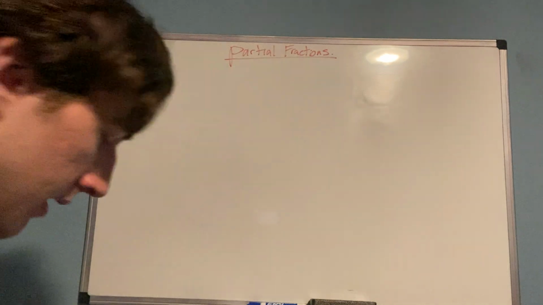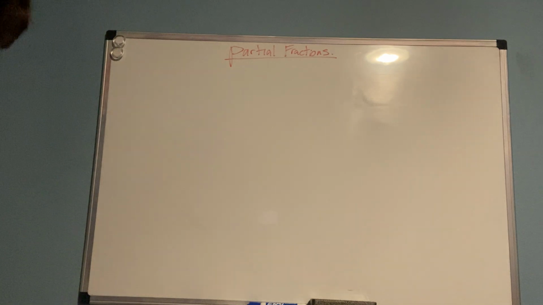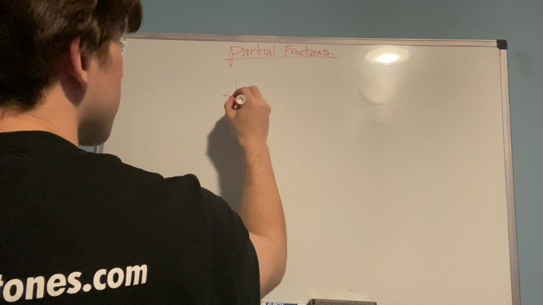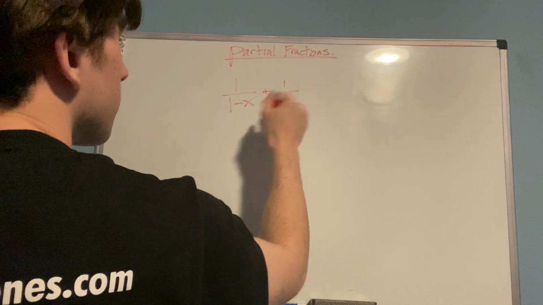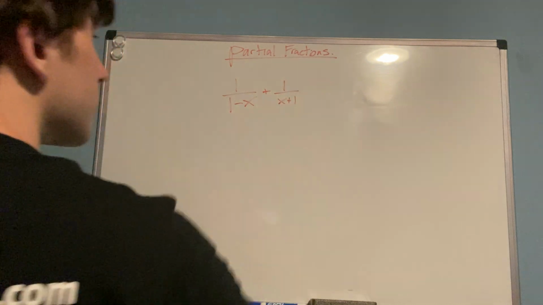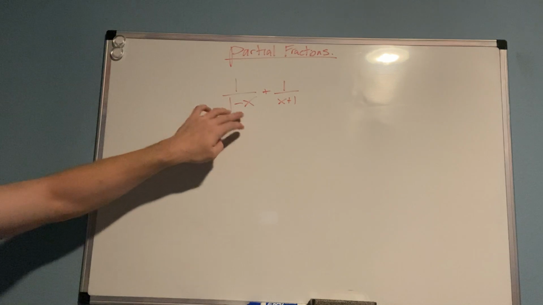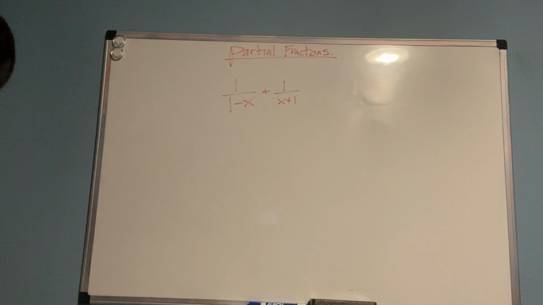Okay, so here's the basic idea behind partial fractions. I'm just going to give you the idea of what you're trying to look for, okay? So say you have two fractions with two binomials, or just a single variable and a constant. This is just for the heck of it. So it's just a simple 1 over 1 minus x plus 1 over x plus 1. And so what if we wanted to combine both of these fractions, okay?